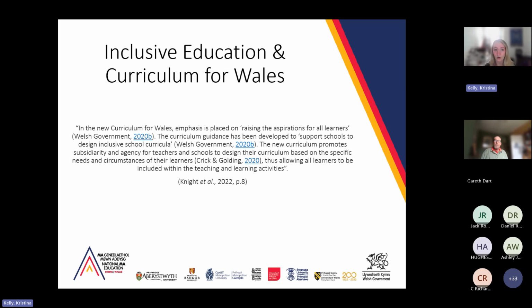So obviously the main goal of Curriculum for Wales is to raise the aspiration for learners, making sure learners have those really enriching opportunities to develop. And the way in which it's been outlined and delivered is that teachers and schools now have more autonomy and agency to create opportunities that can really support learners and drive forward that inclusive agenda.